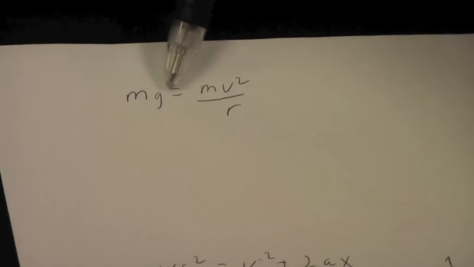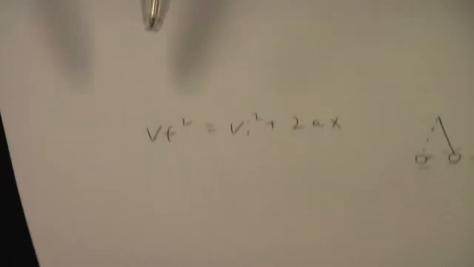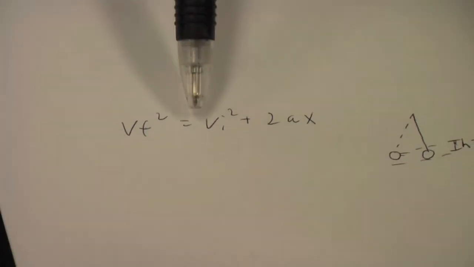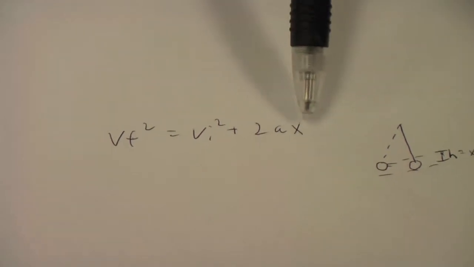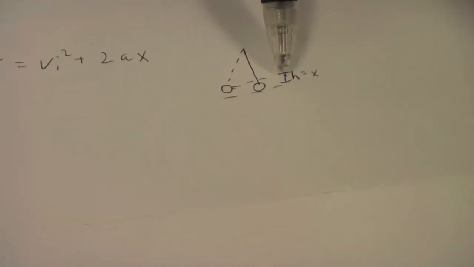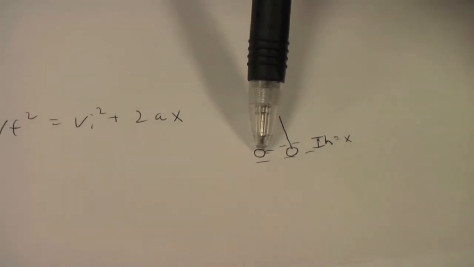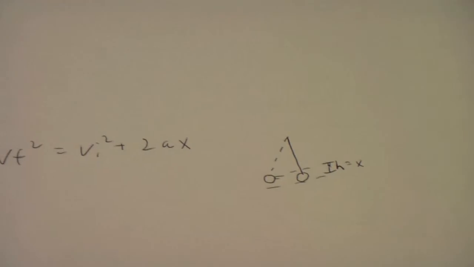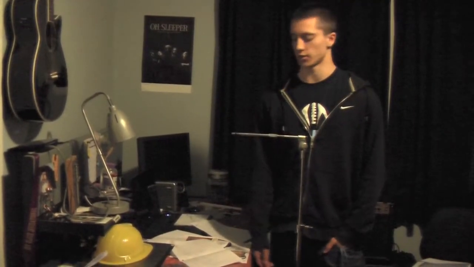So you could set mg equal to mv squared over r, and to find v, you'd use the kinematic equation velocity final squared is equal to velocity initial squared plus 2 acceleration times distance, where the distance is the height between where the object is dropped and the bottom of the pendulum. To calculate the value experimentally, we swung the pendulum and then looked at the value that the force sensor gave us at the bottom of the pendulum.